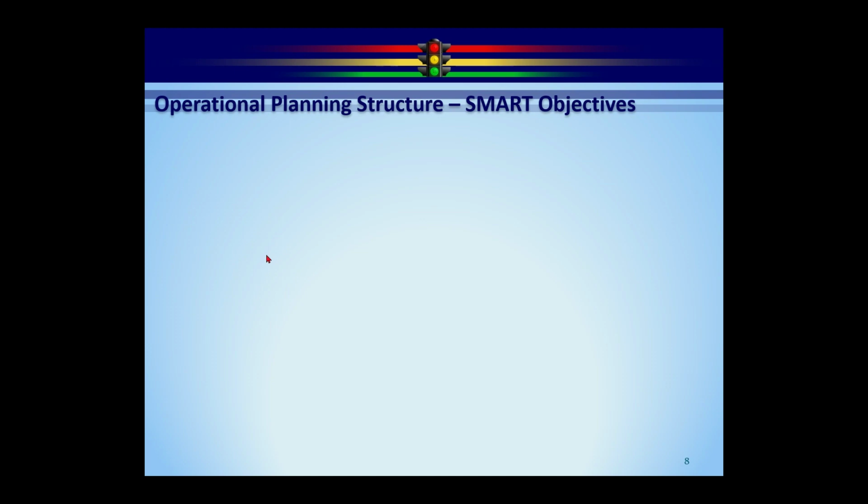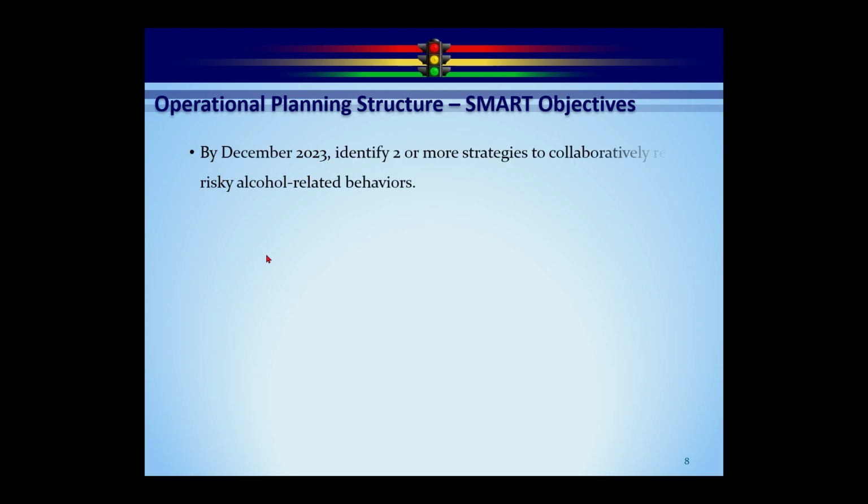If it's not realistic, why would you go after it? If it's not attainable, why would you go after it? So think of specific, measurable, and time-based. Here are some examples. By December 2023, our time-based, identify 2 or more strategies to collaboratively reduce risky alcohol-related behaviors. Our specific is the strategies, and 2 is our measurement in there.